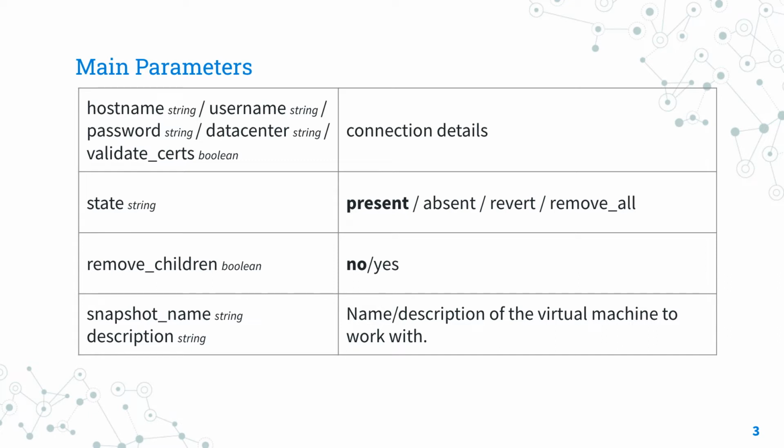a snapshot. You could also manage a snapshot with the same Ansible module. If you want to remove a snapshot, you could also remove all the dependent snapshots using the parameter remove_children. You need to specify the exact snapshot name that you would like to remove in the snapshot_name parameter.